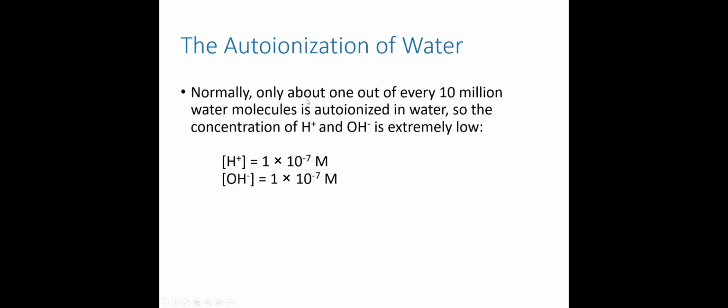So it turns out that if we look at water, about 1 in every 10 million water molecules at equilibrium will be autoionized. So it's an extremely small number. And so we would expect then the proton concentration to be 1 times 10 to the minus 7, and the hydroxide concentration to be 1 times 10 to the minus 7 molar. And this is the case if we have perfectly neutral water.